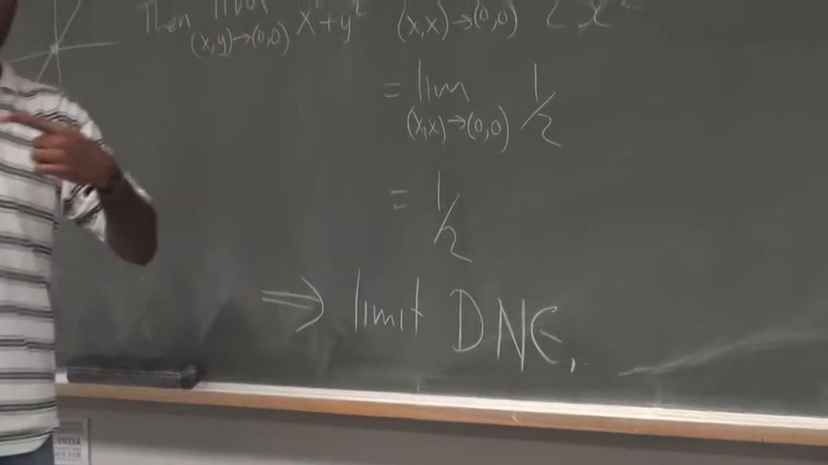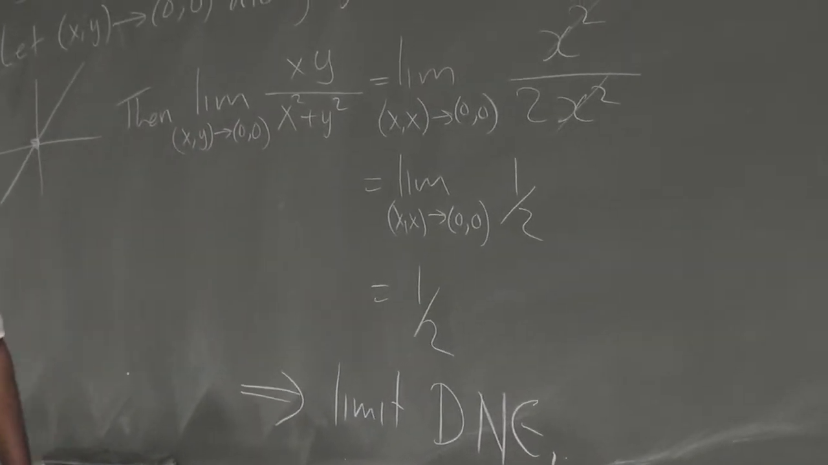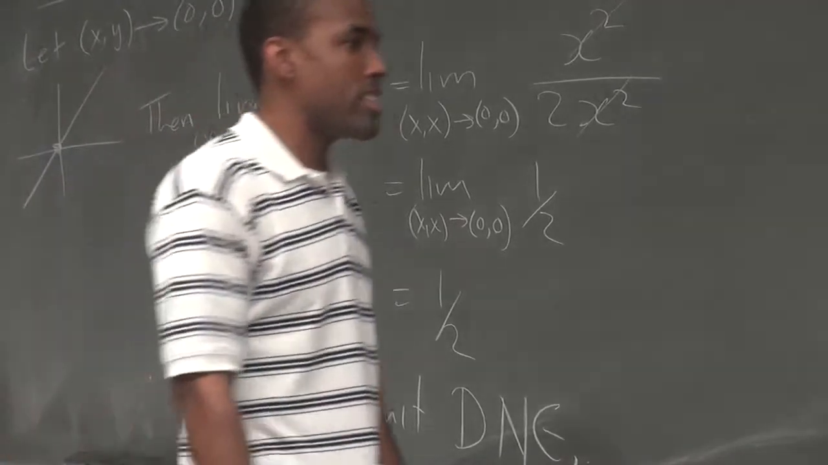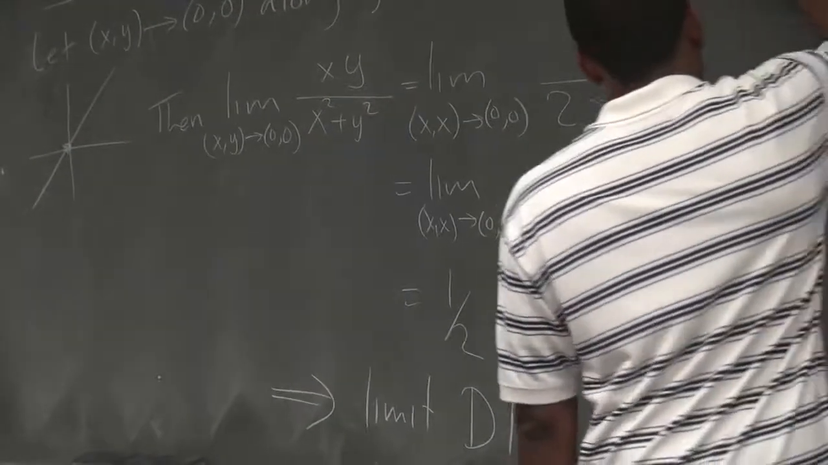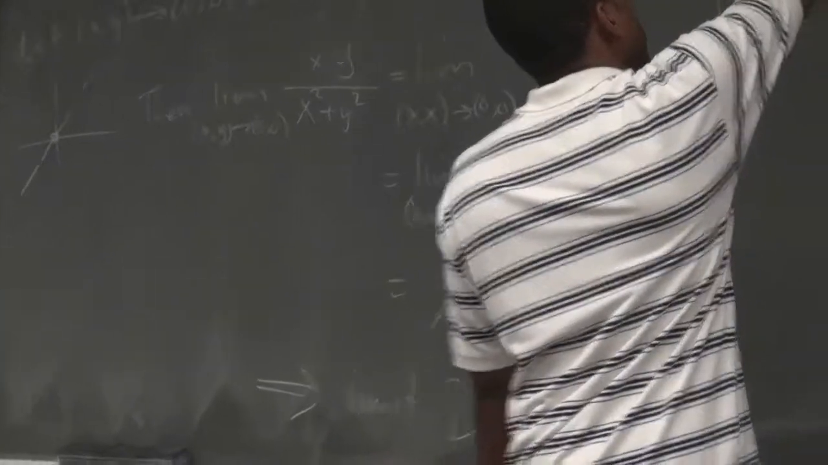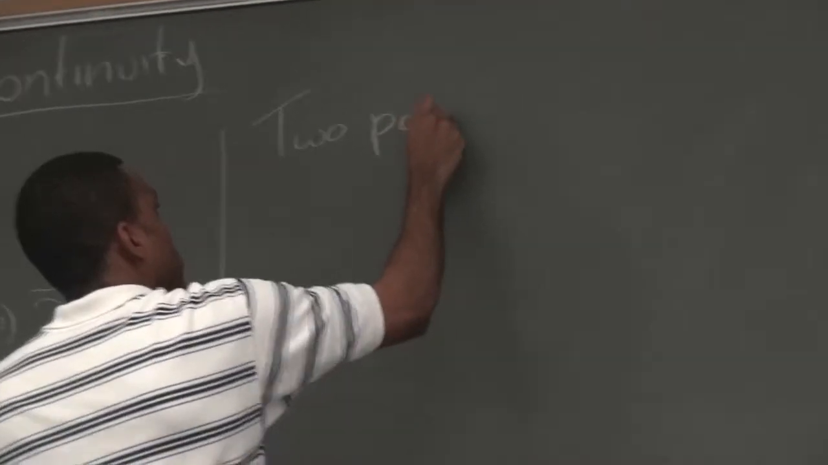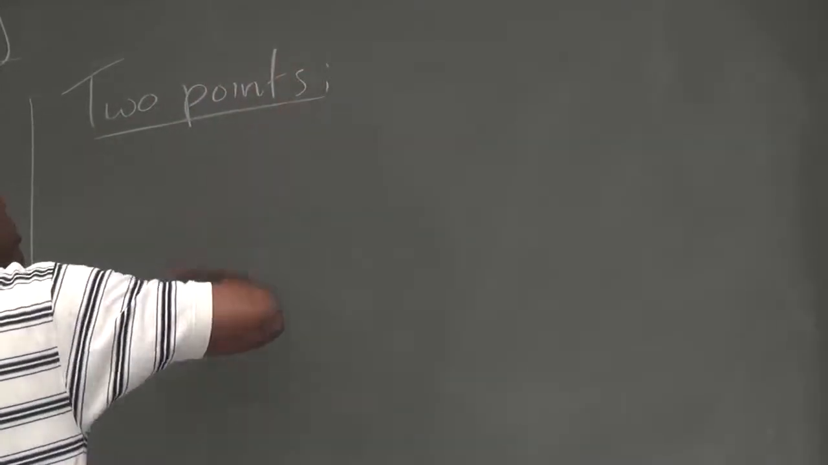I approached from two different directions and got two different answers. This means that the limit does not exist, because the answers had to coincide for it to exist. Two points. I mentioned these, but let me write it down.